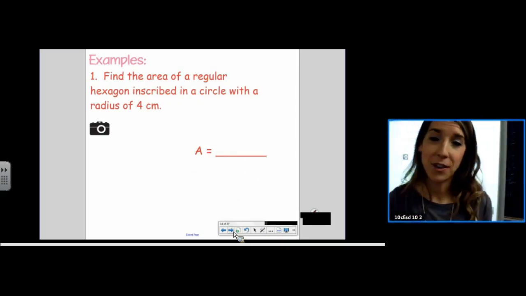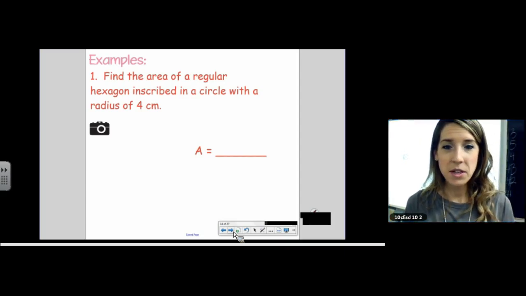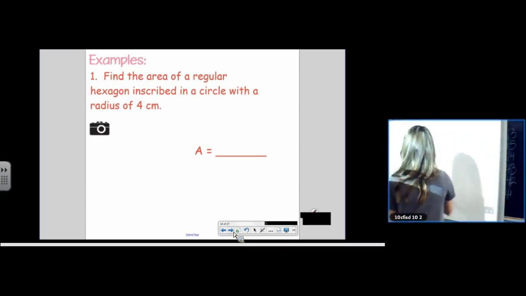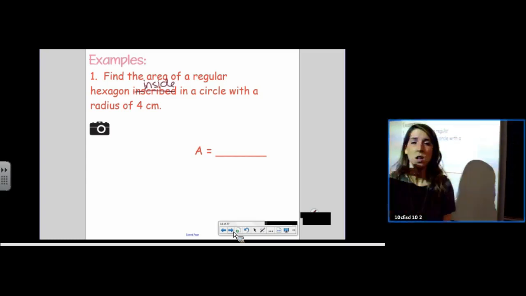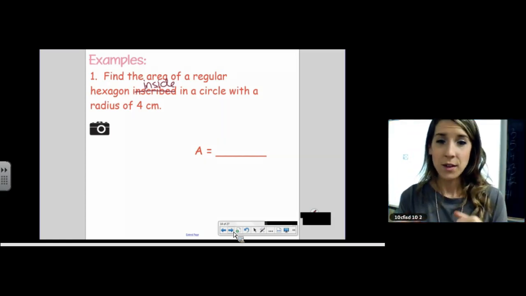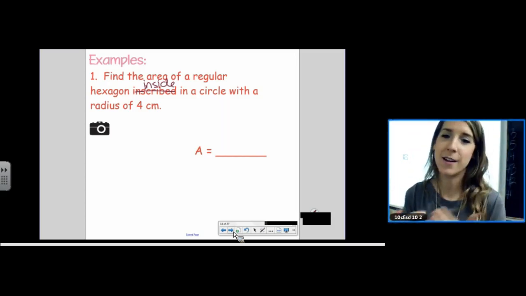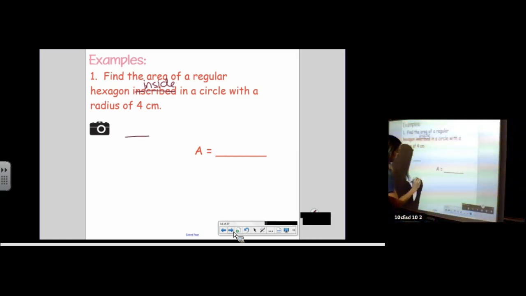Find the area of a regular hexagon inscribed in a circle with a radius of 4. So when you see a problem like this, I want you to think, you don't have to cross it out like I am, but I want you to think inscribed means inside. So we've got a hexagon inside a circle. So you can draw the circle first or draw the hexagon first. It doesn't matter.